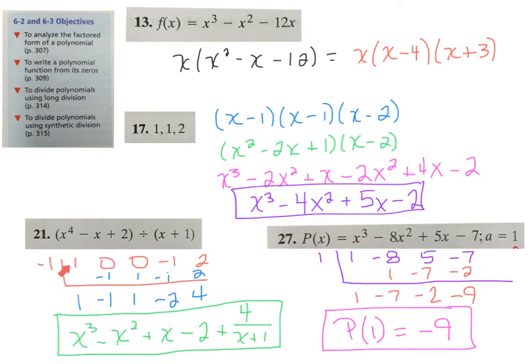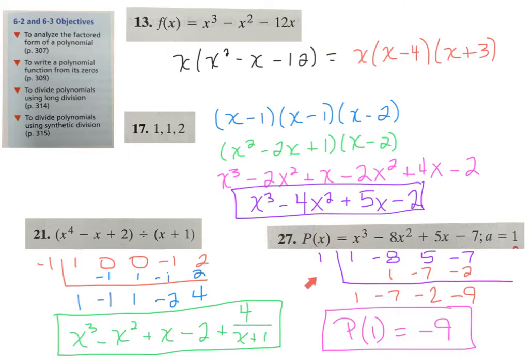And then you just add down. 1 and 0 is 1, multiply up, add down all the way across. And then you start with 1 lower than where you started. So I started with an exponent of 4. This is going to have an exponent of 3. So x cubed minus x squared plus x minus 2 plus 4 over x plus 1.